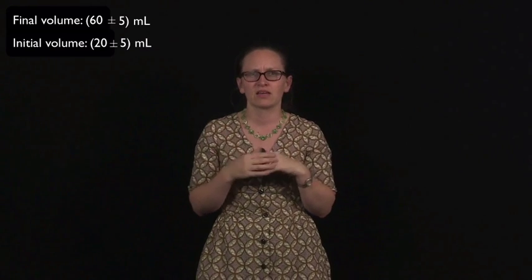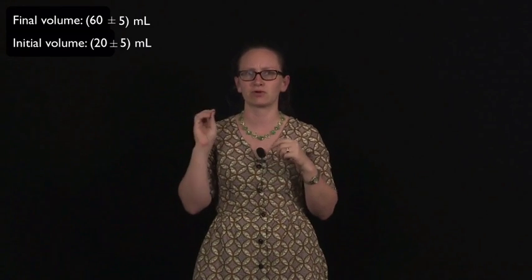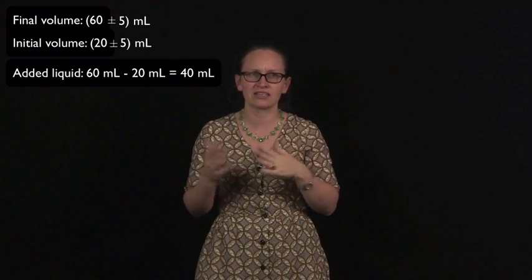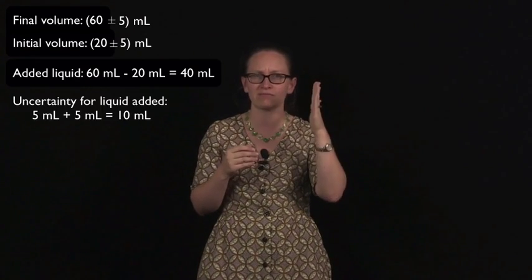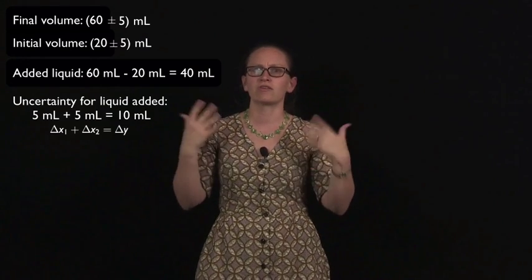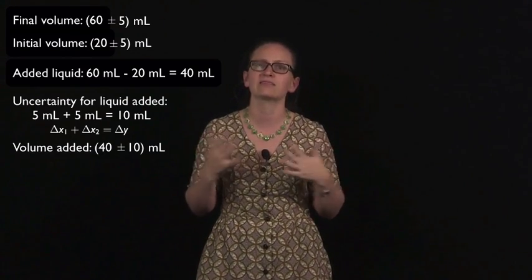Let's say that the final volume was 60 plus or minus 5 millilitres and the initial volume was 20 plus or minus 5 millilitres. Then in order to calculate the volume of liquid that's been added, we simply have to subtract the 20 from 60, which gives us 40 millilitres added. Now in order to calculate the uncertainty in this, we just add the two uncertainties from the two individual cases. So that's 5 millilitres plus 5 millilitres, which gives us 10 millilitres. So the volume of liquid added is then given as 40 plus or minus 10 millilitres.